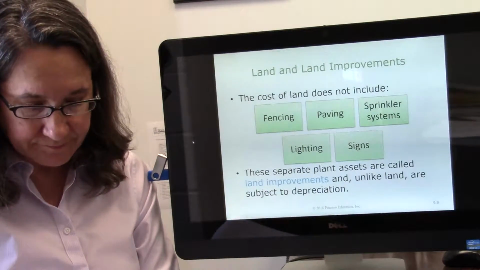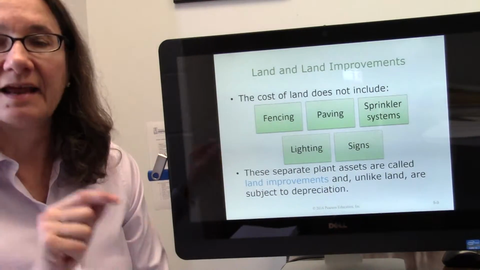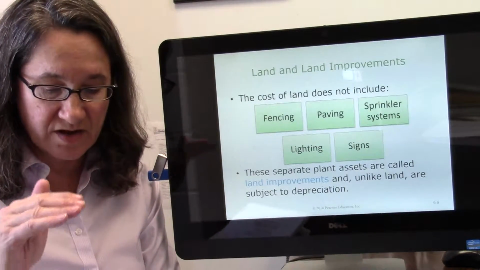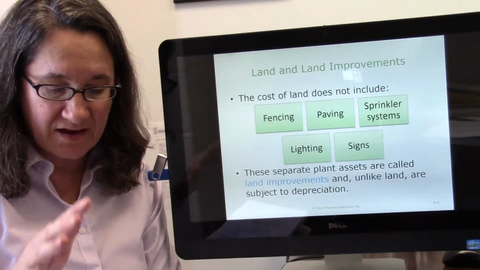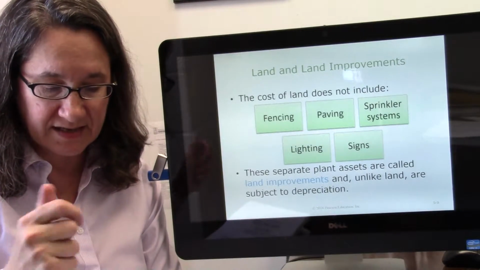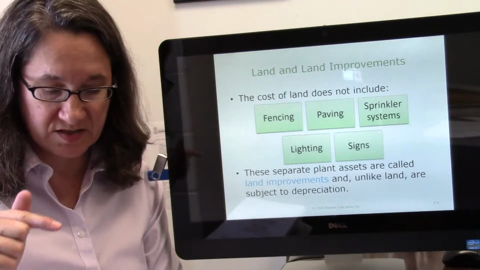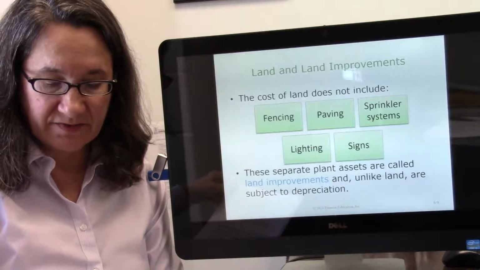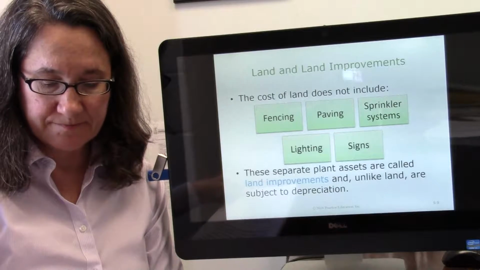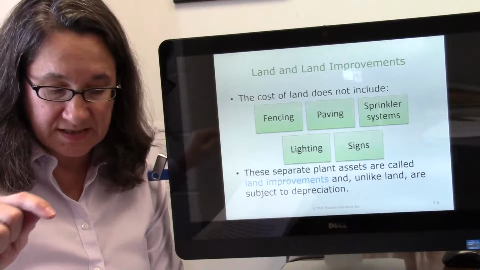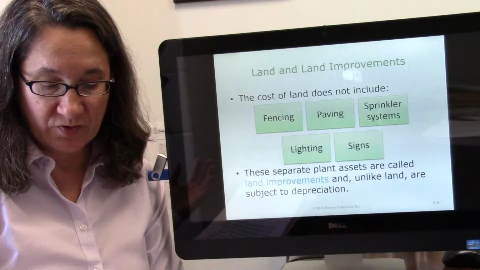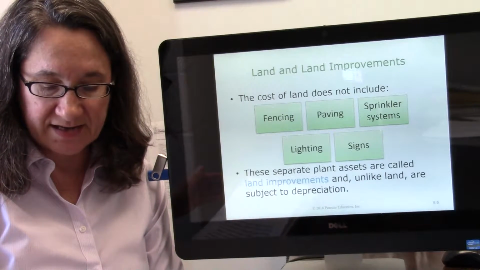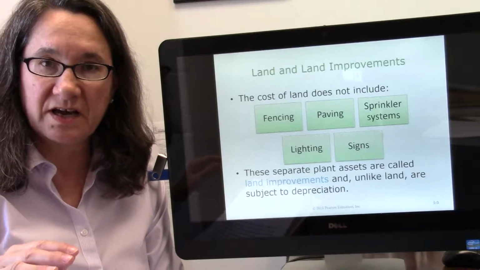All right. Land and land improvements. All right. The cost of land does not include fencing, paving, sprinkler systems, lighting, signs, and other improvements to the land, such as landscaping. Those costs are collectively referred to as land improvements. A land improvement is a depreciable improvement to the land. These costs are separately identified from the land itself, and they are depreciated.